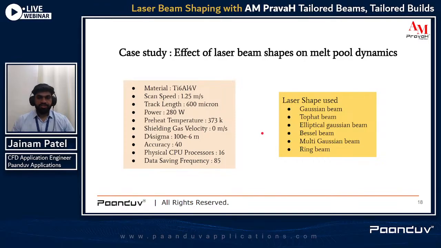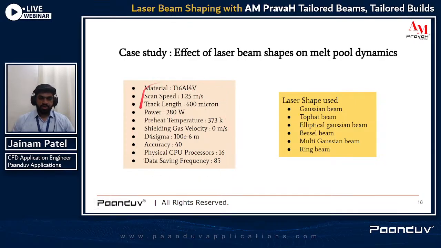So I have done the case study of the laser beam shapes on manifold dynamics, where I take the material as Ti-6Al-4V. Scan speed I take as 1.25. Now you can see that I have taken this 600 micrometer track length and the power is 80 watt.